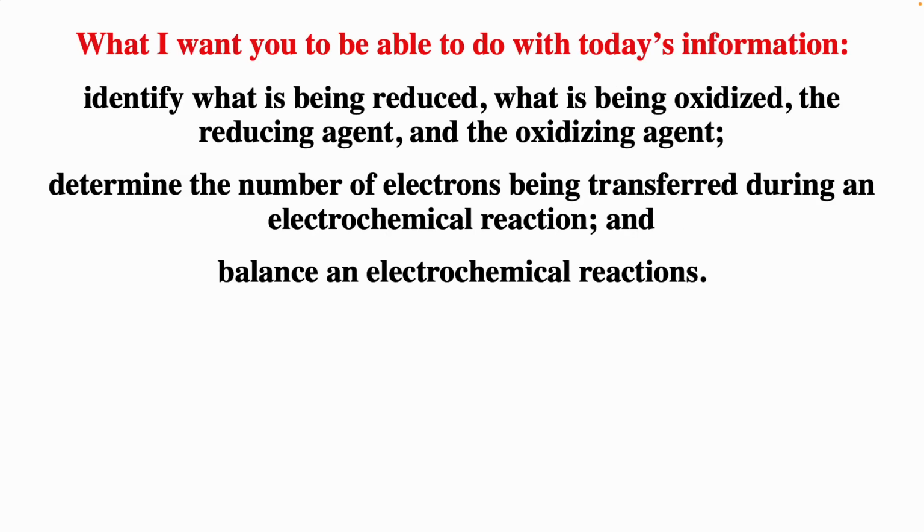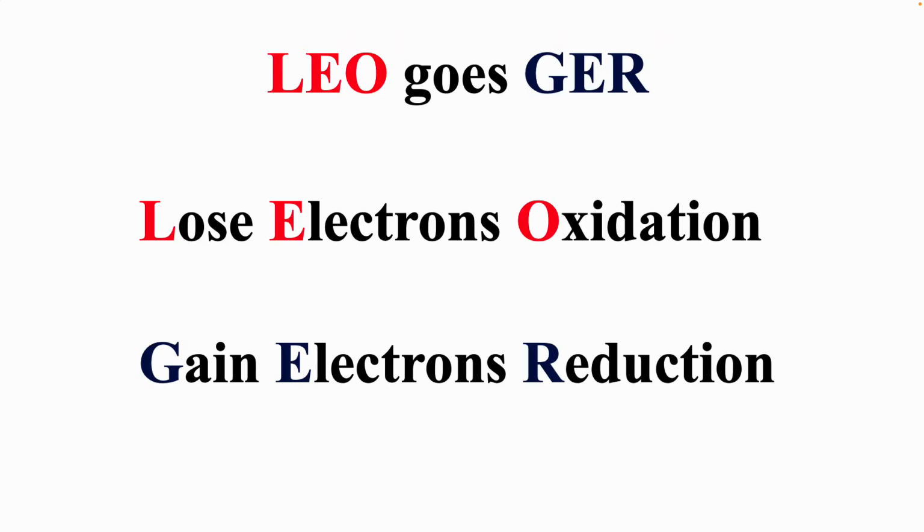After watching this video, you should be able to identify what is being reduced, what is being oxidized, the reducing agent and the oxidizing agent. You should be able to determine the number of electrons being transferred during an electrochemical reaction, and you should be able to balance an electrochemical reaction.